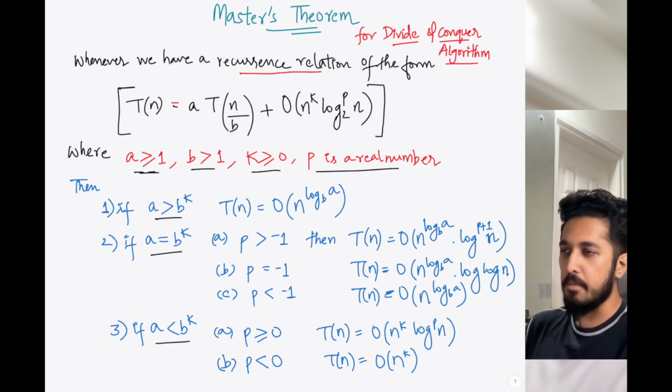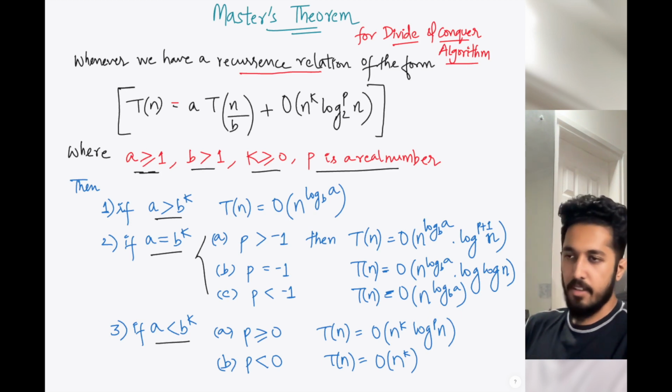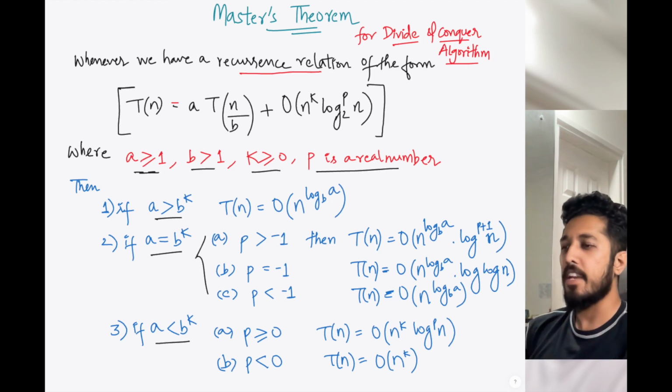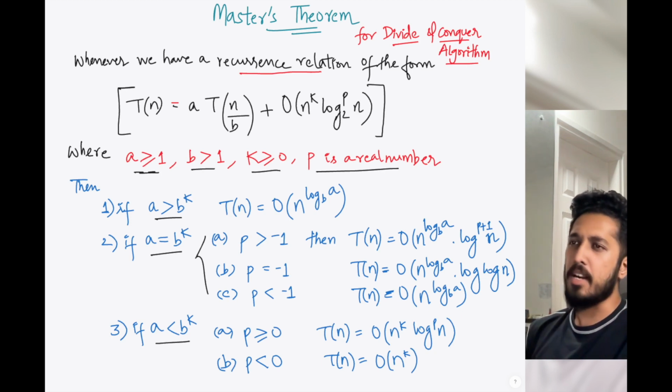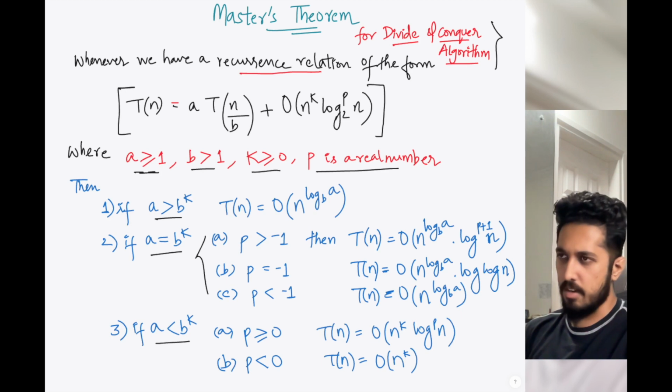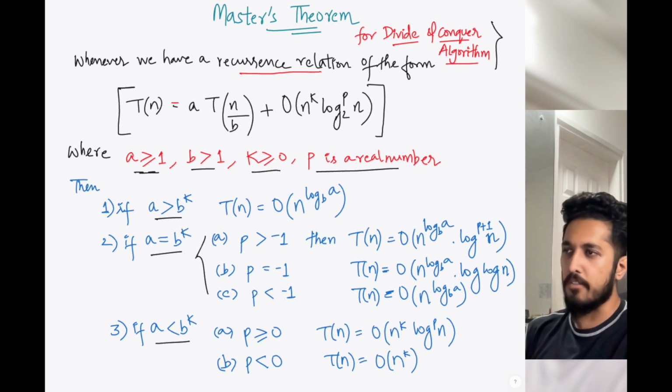If a is greater than b^k, then T(n) is simply big O of n^(log base b of a). If a is equal to b^k, then we have three subconditions and corresponding time complexities for all those three conditions. Same way we have the third condition where if a is less than b^k, then we have two subconditions and corresponding time complexities for both of them. Now basically Master's theorem can only be applied for divide and conquer algorithms. That's why I have mentioned this here, and it can be applied only to recurrence relations of this particular form, T(n) equals a T(n/b) and so on.